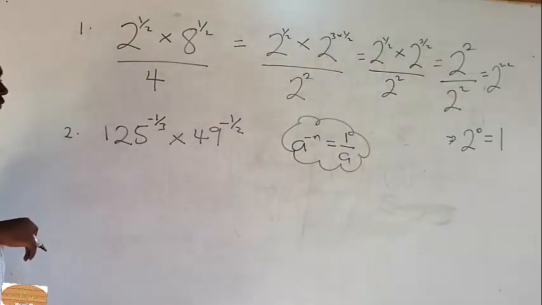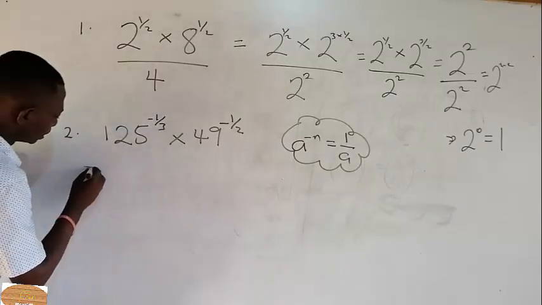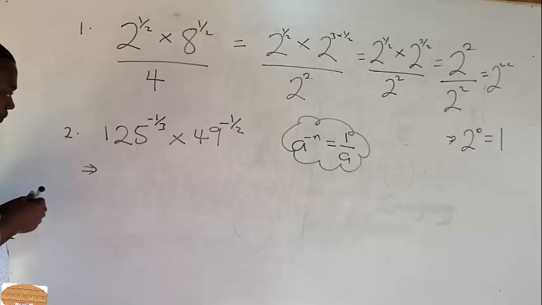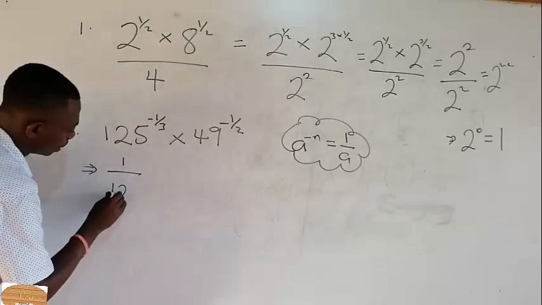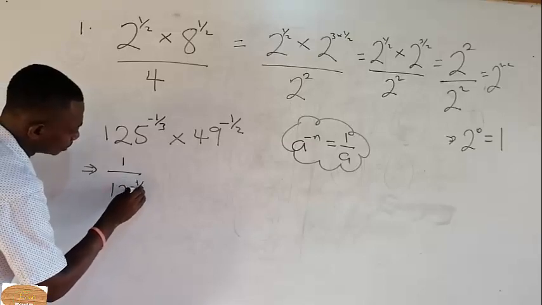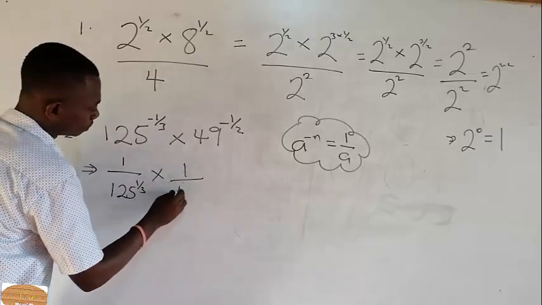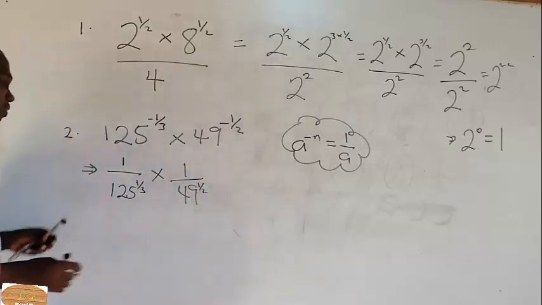Exponent should go positive. So let's make this one positive by saying 1 over 125 to the power 1 over 3, times 1 over 49 to the power 1 over 2.